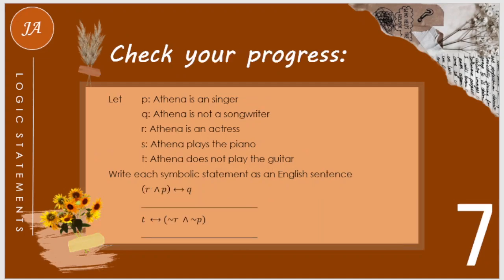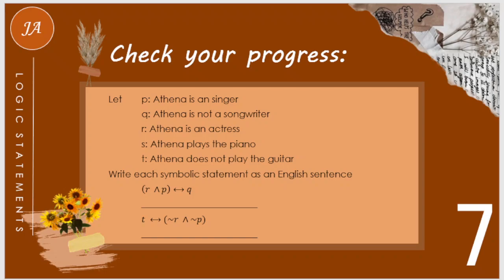So we have here check your progress. Okay? You will check how you improve. Let P Athena is a singer. Let Q Athena is not a songwriter. Let R Athena is an actress. Let S Athena plays the piano and let T Athena does not play the guitar. So you will write its symbolic statement as an English sentence.